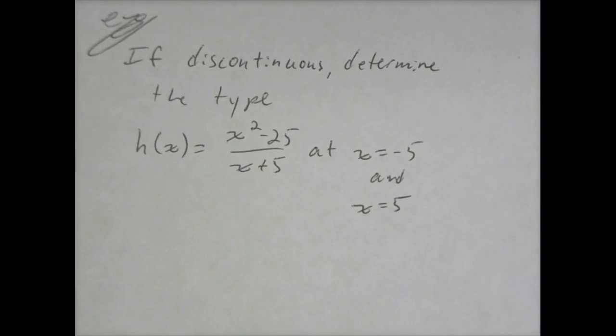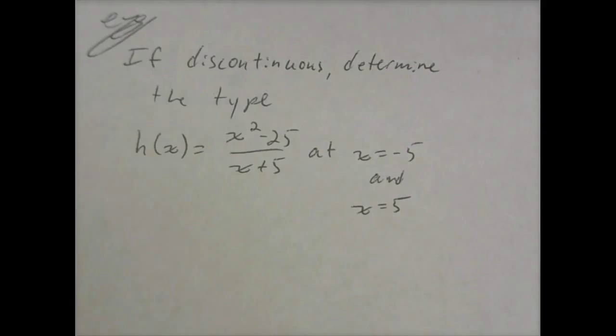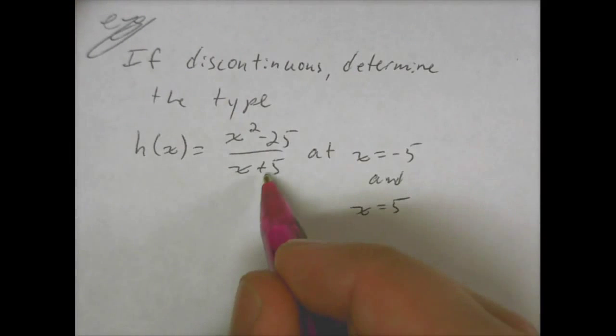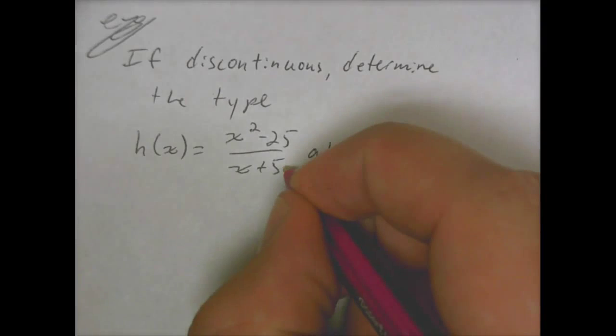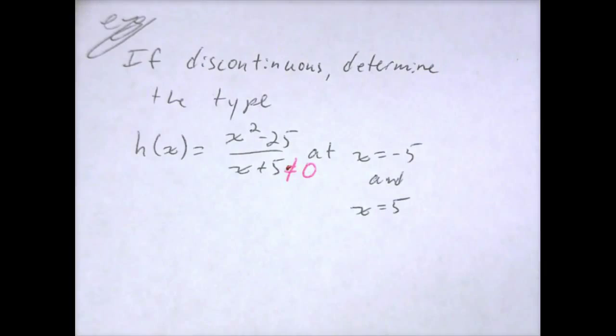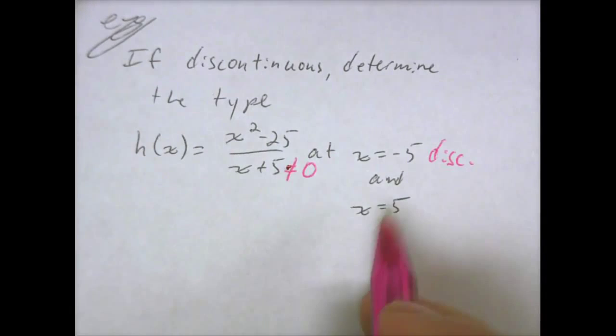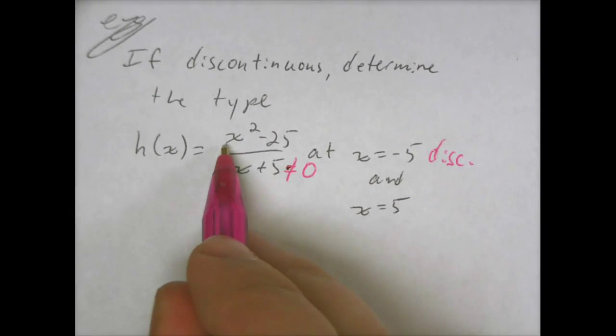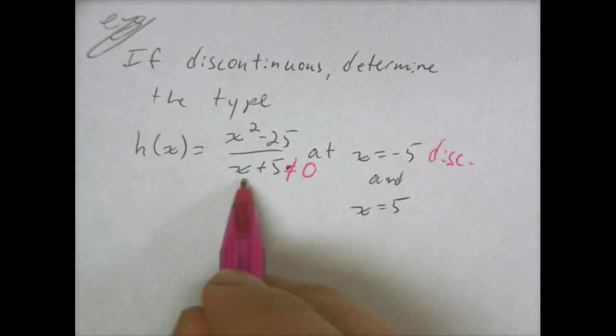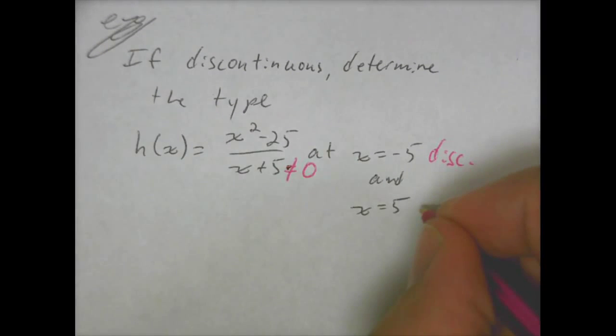Alright, so looking at our second example, whatever example this is. With this one, notice we have a fraction. Do not forget, in a fraction, you can never have the denominator set to 0. So in this instance, I know for sure that this is going to be discontinuous at x equals negative 5. But if I plug in 5, I would have 25 minus 25 is 0, and 5 plus 5 is 10, so I'd have 0 over 10, so this would actually be 0 as your y value. So this one is continuous at that part.